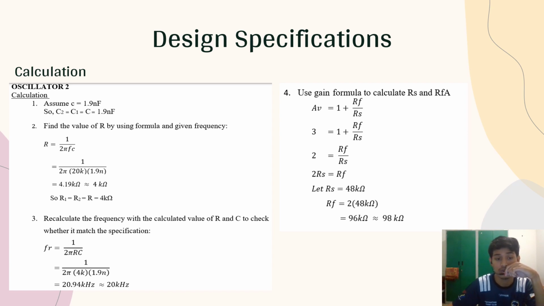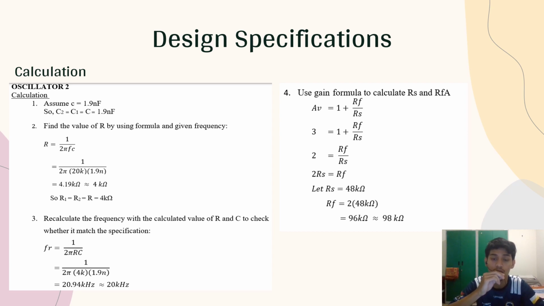For number 3, we recalculate the frequency with the calculated value of R to check whether it matches the specification. So we use the formula Fr equals 1 over 2 pi RC. So the value that we get is 20.94 kilohertz, and we assume the value to be 20 kilohertz.